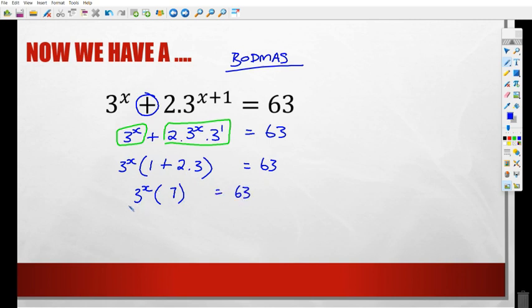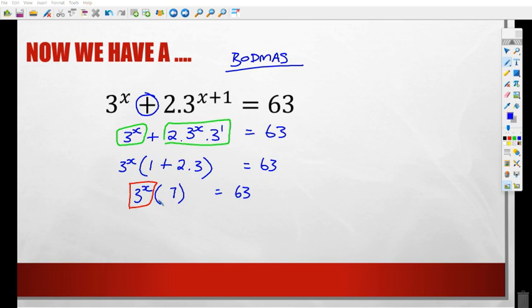Alright, I want to get this 3 to the power of x by itself. I want to isolate that term on its own. But I see that there's a 7 attached to this. How do I get rid of the 7? I don't want it there anymore.